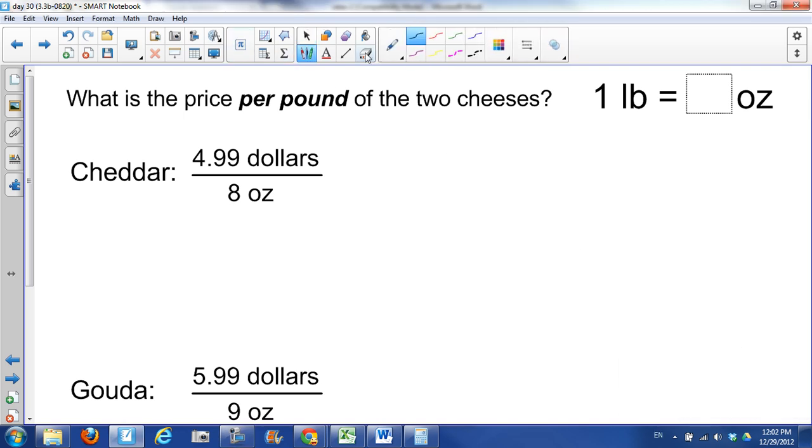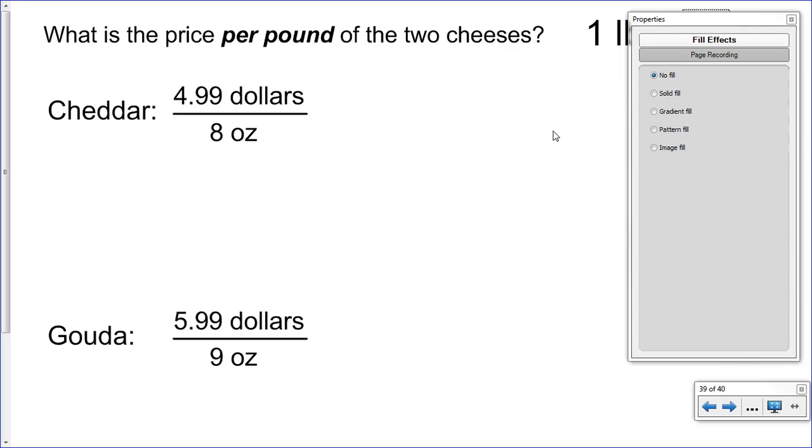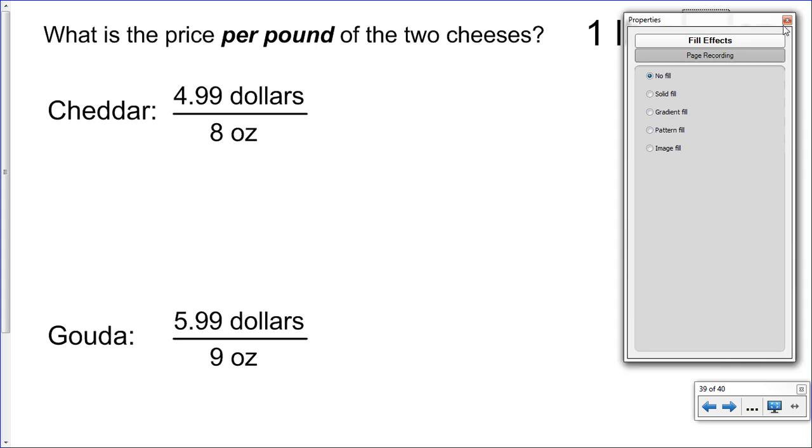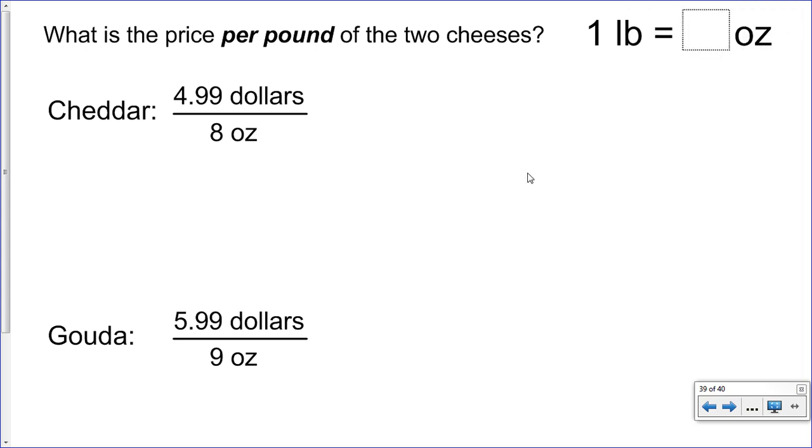Okay, so now we want to find the price per pound of each of these cheeses. And certainly, in order to do that, the biggest piece of information that we need is how many ounces are in a pound. Hopefully, many of you know this. I suspect that some of you don't. 1 pound actually equals 16 ounces.